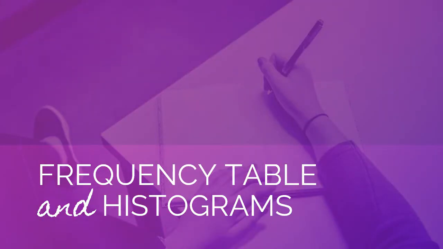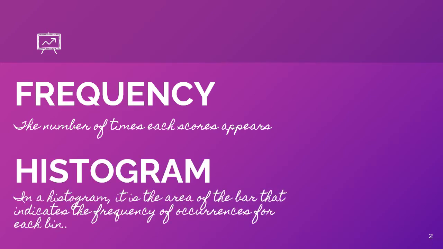Good day, students. Today our topic is all about frequency tables and histograms. So let's define frequency. Frequency is the number of times each score appears. And we also have the histogram. A histogram is where the area of the bar indicates the frequency of occurrences for each bin.